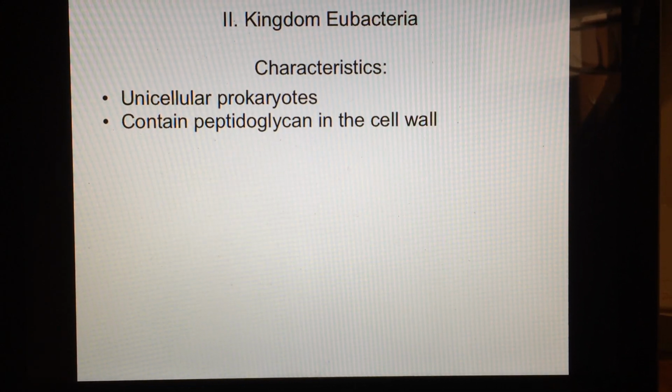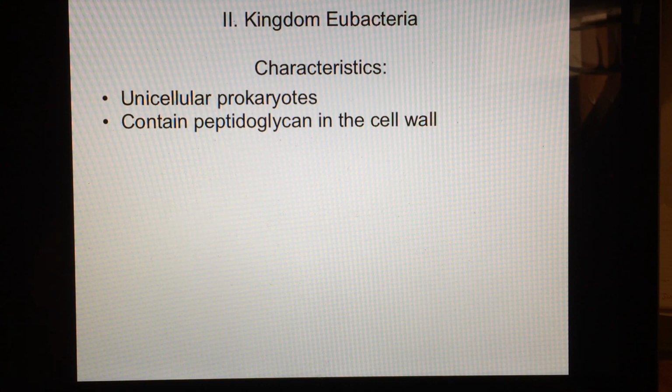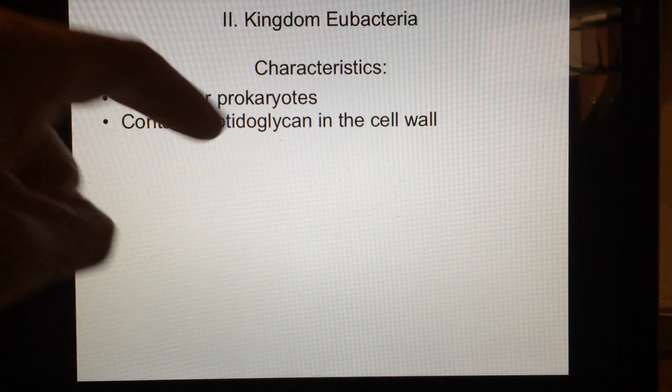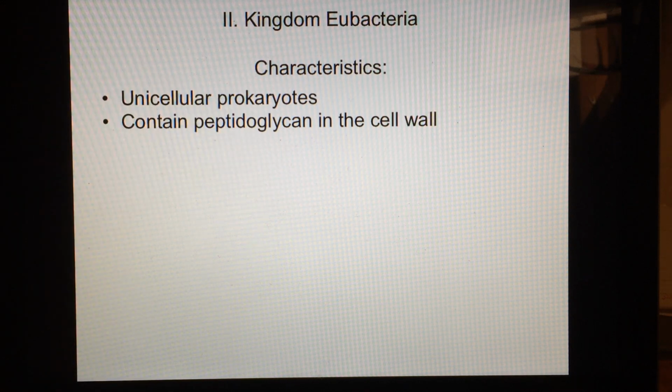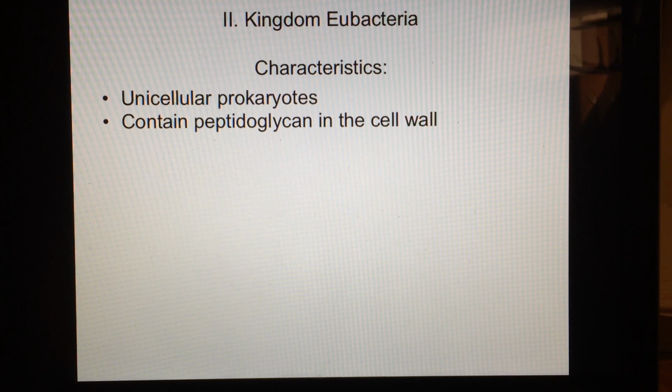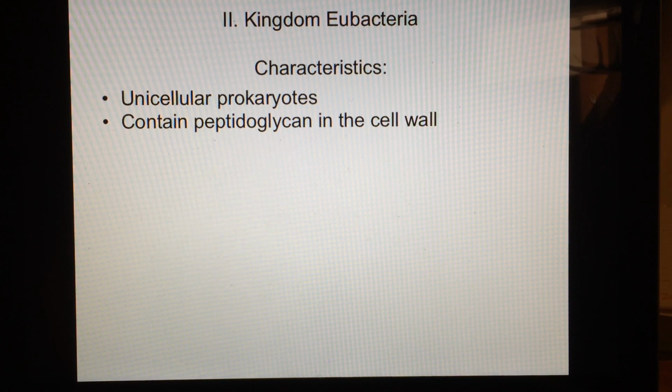Second thing, the cell walls of the Eubacteria contain peptidoglycan. Remember, that was the special protein. Oops, let me point out. That's the special protein right there that separates these guys into two kingdoms instead of the old classification, which was just one. So they have the protein in their cell wall. Archaebacteria do not.